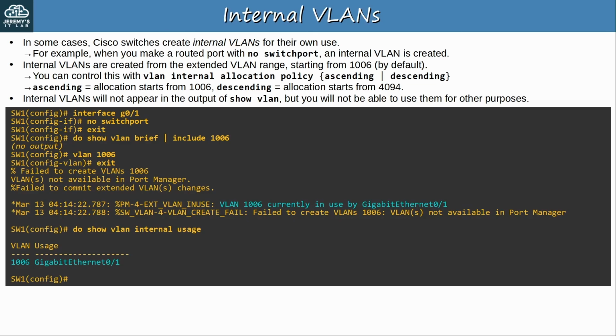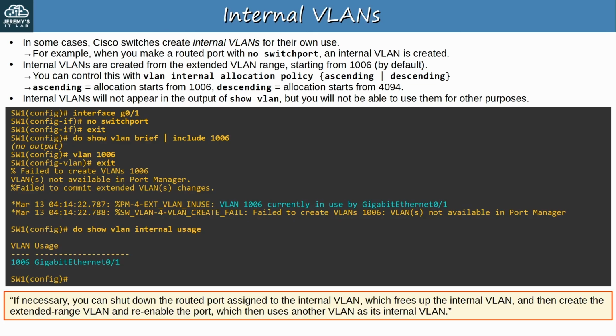If you're in a situation like this, but you have to use VLAN 1006 on the switch, here's a quote from Cisco on how to solve that problem. If necessary, you can shut down the routed port assigned to the internal VLAN, which frees up the internal VLAN, and then create the extended range VLAN and re-enable the port, which then uses another VLAN as its internal VLAN.